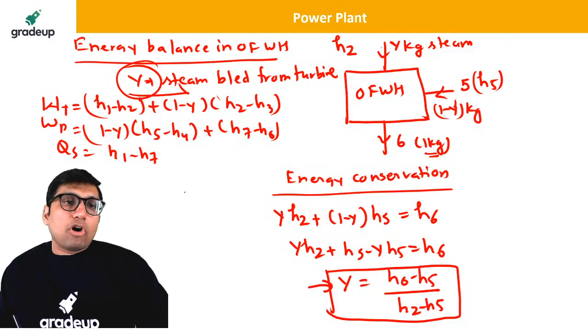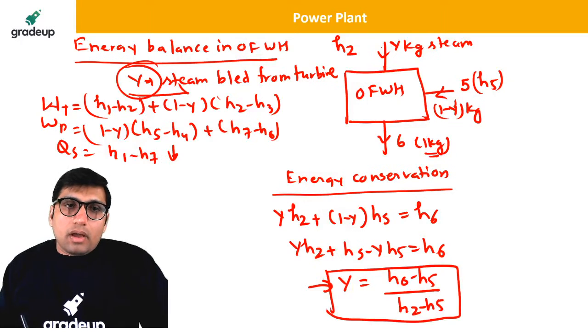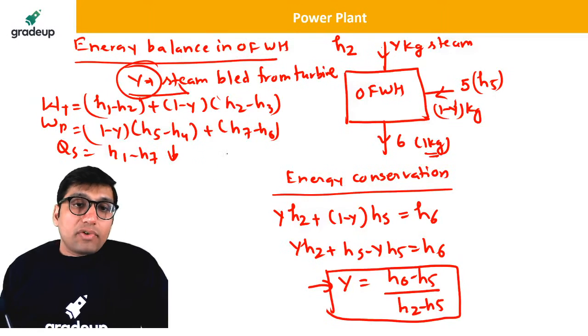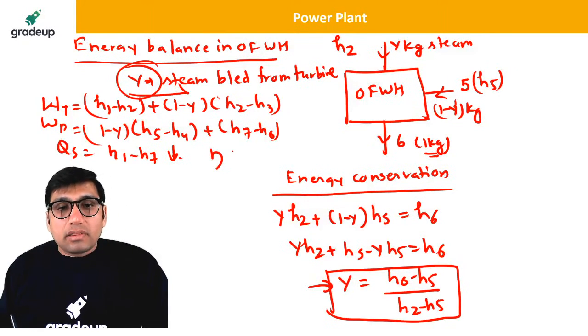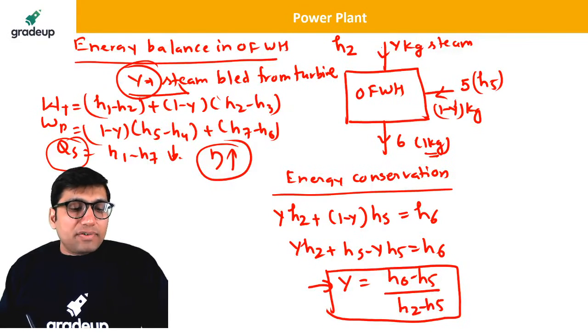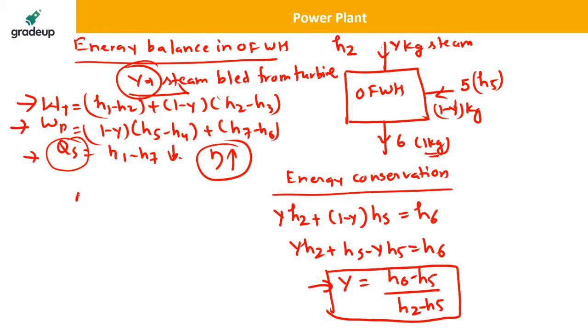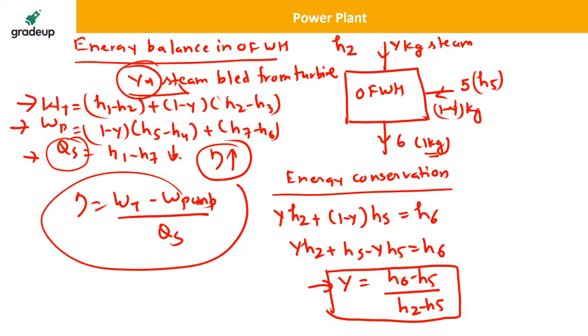So the main advantage of regeneration is that the heat supply has reduced. Okay. So that is the main advantage of regeneration. With regeneration, heat supply has reduced, efficiency will increase. You have to remember that. This is how you can find the efficiency. You can find the turbine work, you can find the pump work, you can find the heat supply. Just put everything in this formula. Efficiency will be equal to turbine work minus pump work divided by heat supplied. You'll be getting the efficiency of the regeneration cycle.